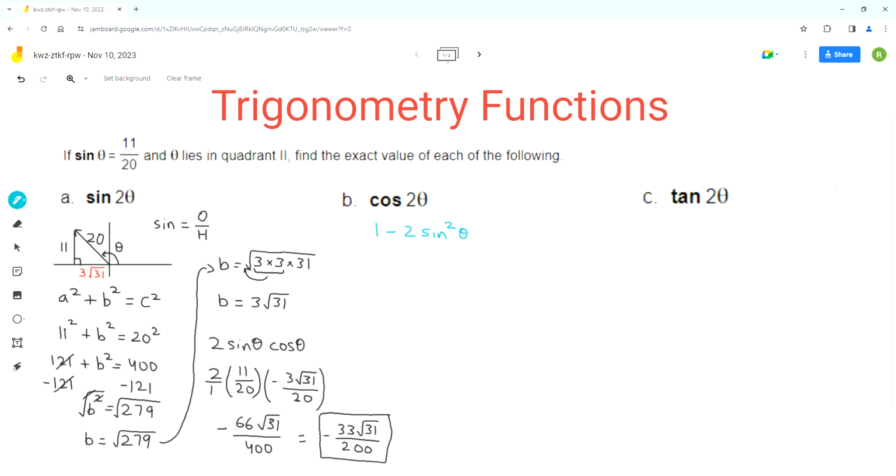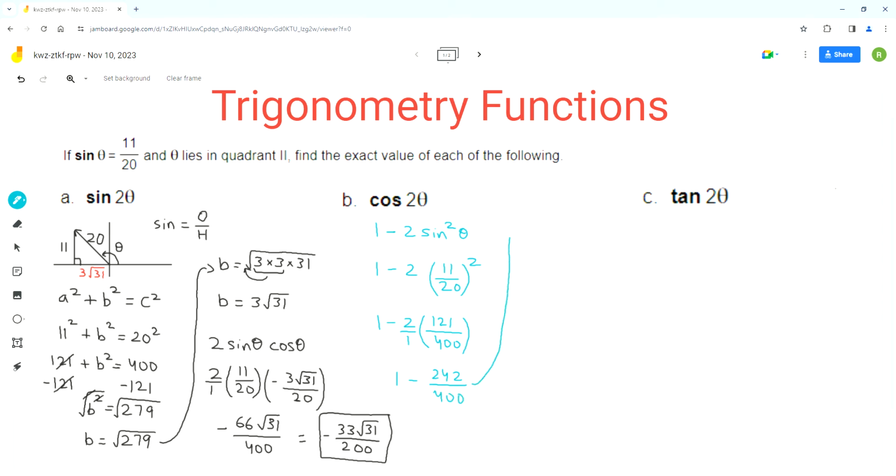So now we can sub in the value of sine theta. So sine theta is given as 11 over 20, and we put a square on it because it is sine square theta. Now we can evaluate the square. So we get 1 minus 2 times. So 11 square is 121 and 20 square is 400. Now we can multiply 2 by the fraction. So the denominator of 2 is 1. So we multiply the numerator terms. So we get 1 minus 242 over 400.